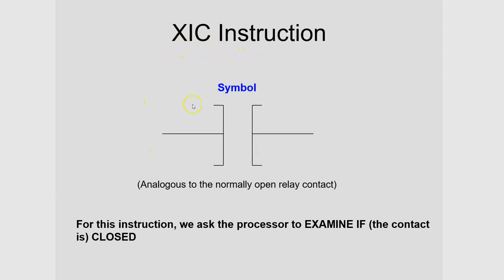You might pronounce this the IXC instruction, but the proper way to say it is examine if closed. Examine if closed. So what are we examining? Remember we talked about the input image table, and I gave you a document to represent the input image table, which is just a way to think about it. You might want to take that document out and have a look at it while we're talking about it.